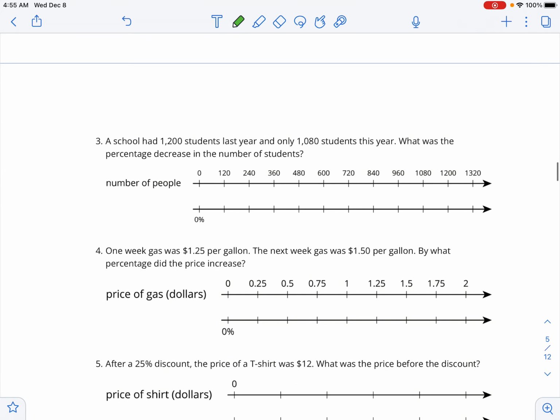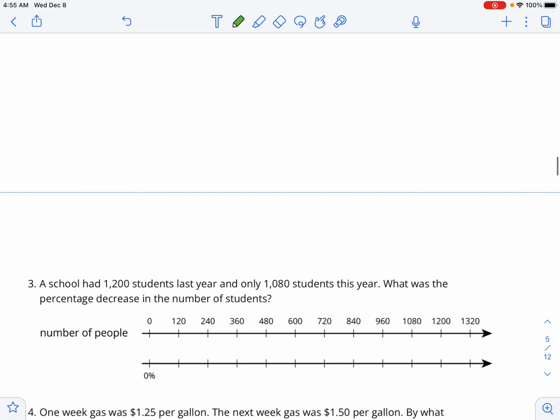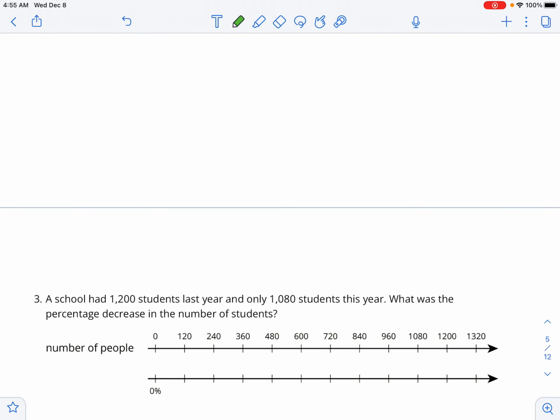You'll see question 3 on slide 4. A school had 1,200 students last year and only 1,080 students this year. What was the percent decrease in the number of students? I'm going to read the problem a second time to annotate. A school had 1,200 students last year and only 1,080 students this year. What was the percent decrease in the number of students?